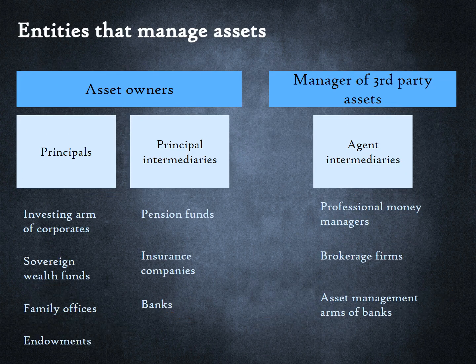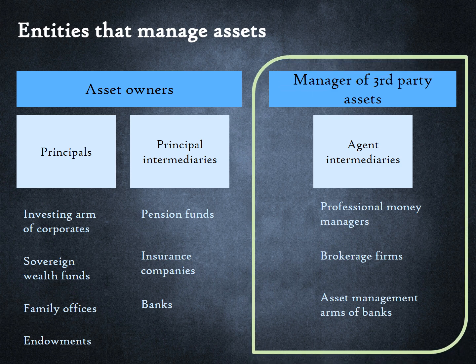At this point, it is also worth reminding ourselves of something we learnt in the previous lesson. Assets are managed by either asset owners or third parties acting as their agent. The scope of our lesson is only the asset management functions performed by these third parties. And within that, we are concerned with the asset management divisions of banks.